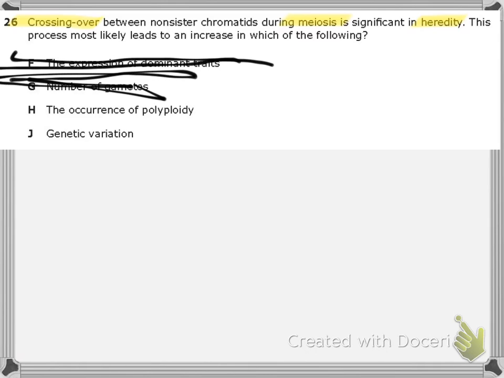Okay, increases the occurrence of polyploidy. What in the world, is that even a real word, or did they just make it up for this question? It actually is a real word. Polyploidy, we know poly means like many. So normally you have a pair of chromosomes, right? With polyploidy, instead of having one pair, you might have like 3 pairs.